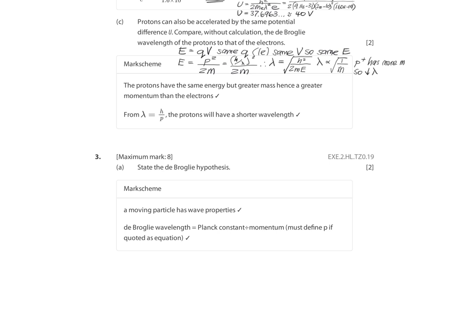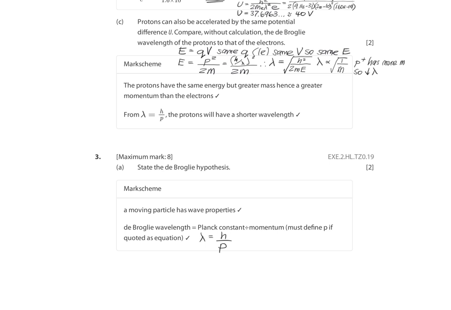3a, I think that the mark scheme explains it. What's the de Broglie hypothesis? It is that a moving particle has wave properties. It has to have momentum, by the way, so a particle at rest does not have wave properties. The de Broglie wavelength is the Planck constant divided by the momentum, which is the equation from the data booklet. Like they said, don't just write the equation down, make sure that you define things and explain what they are.